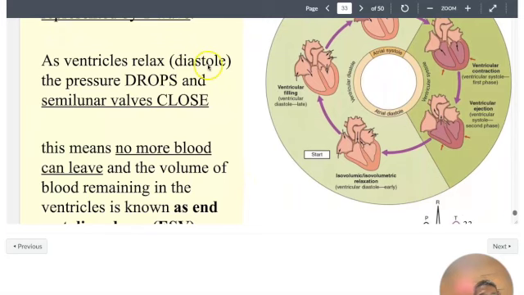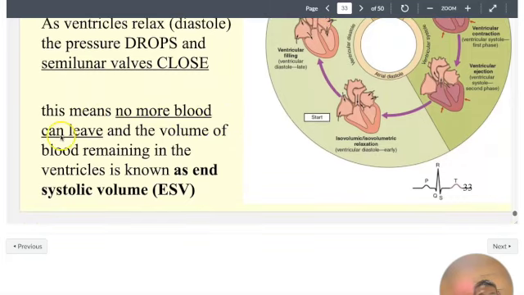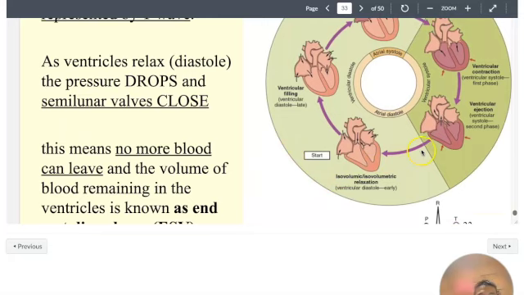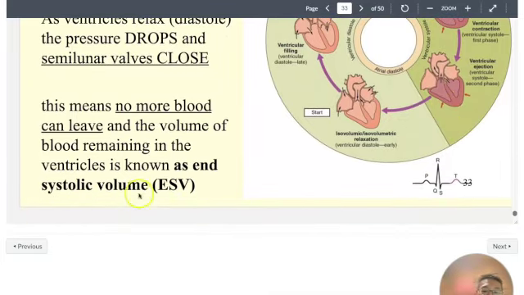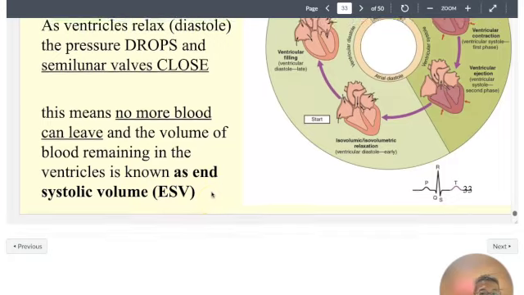As the ventricle relaxes, pressure will drop and the semilunar valve will close, meaning no more blood can leave. The volume of blood remaining in the ventricle is known as the end systolic volume. So after it squeezes, everything is out, there's nothing left to squeeze, just a little bit of blood left. This is called end systolic volume.